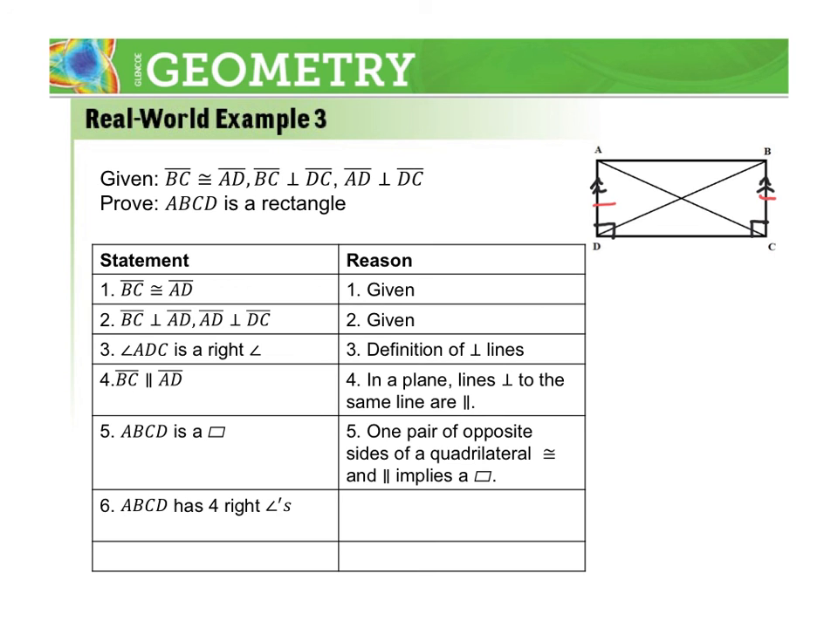Then what's the reason that ABCD has 4 right angles? From our theorems last week, we noted that if a parallelogram has 1 right angle, then it has 4 right angles. Finally, what is the reason that ABCD is a rectangle? ABCD is a rectangle because of the definition of a rectangle.